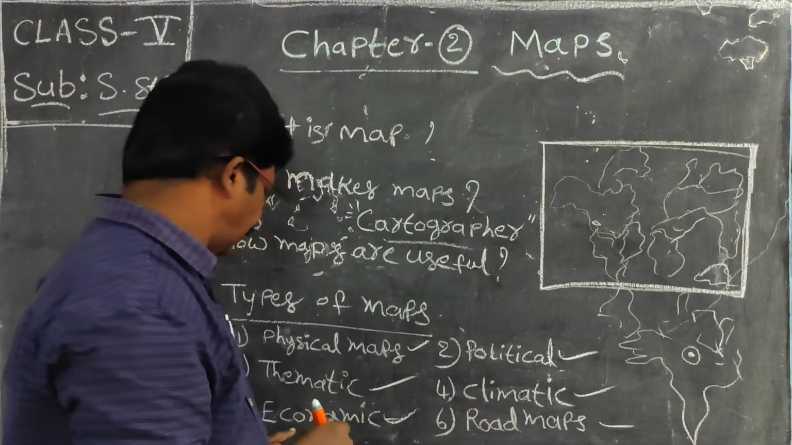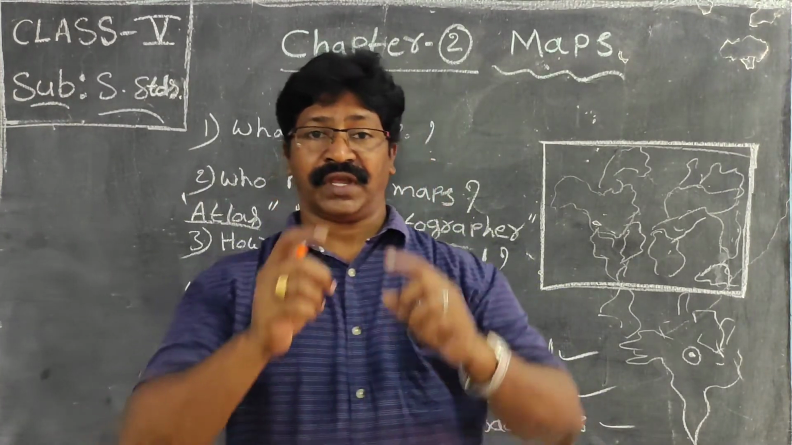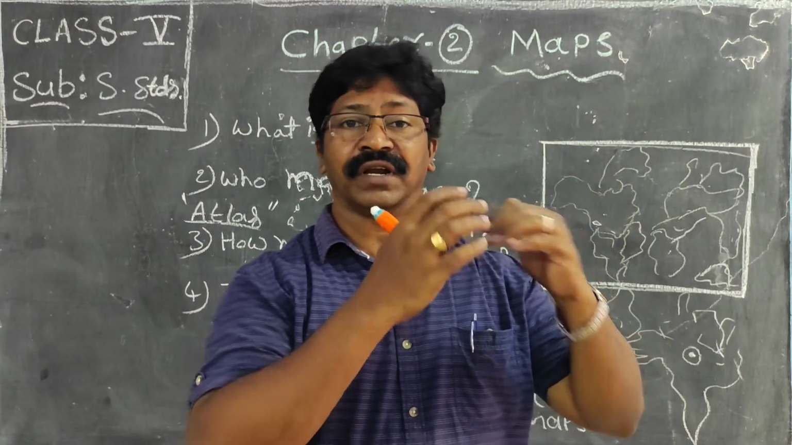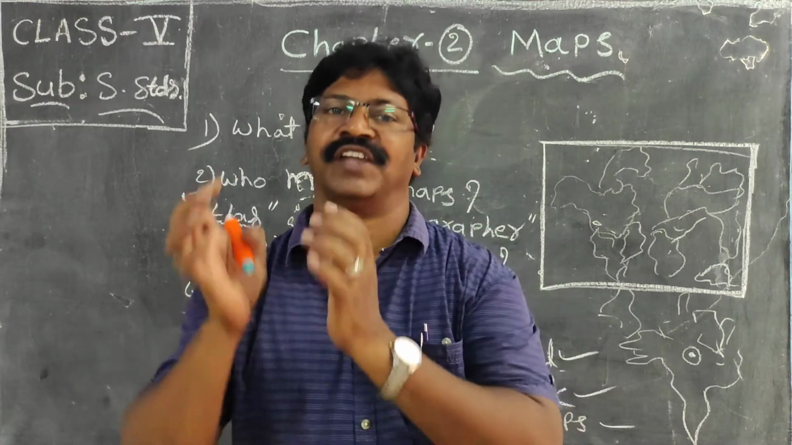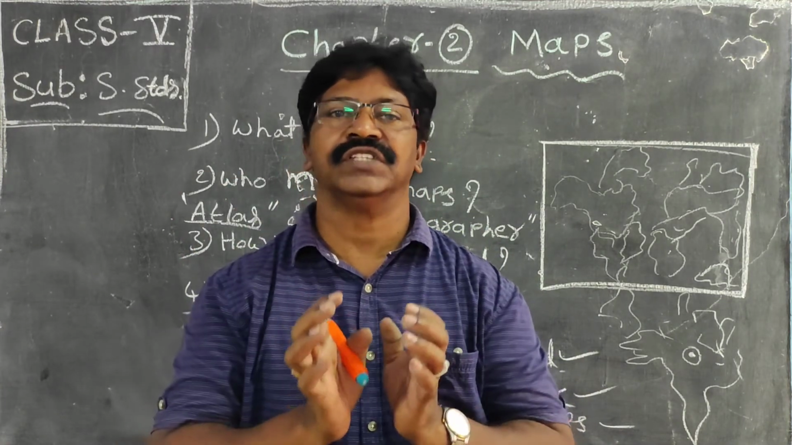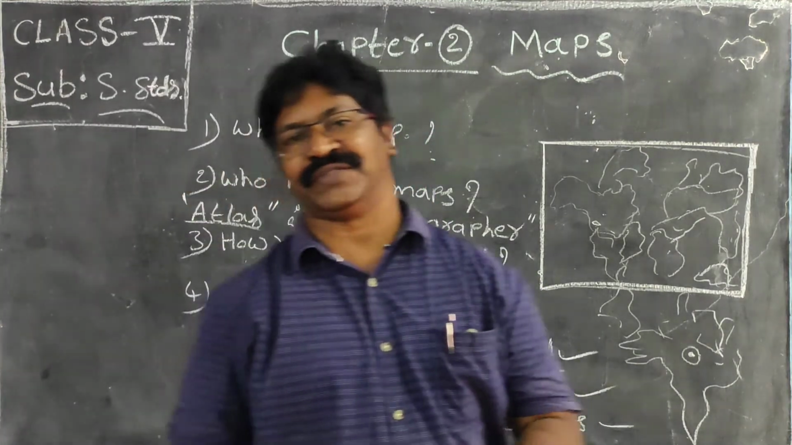Next one, we can see economic maps. Economy. In those maps we can see, in the total world, where natural resources are, where economic activities are going on, where developments are going on. So these will be shown in economic maps. Next, road maps.